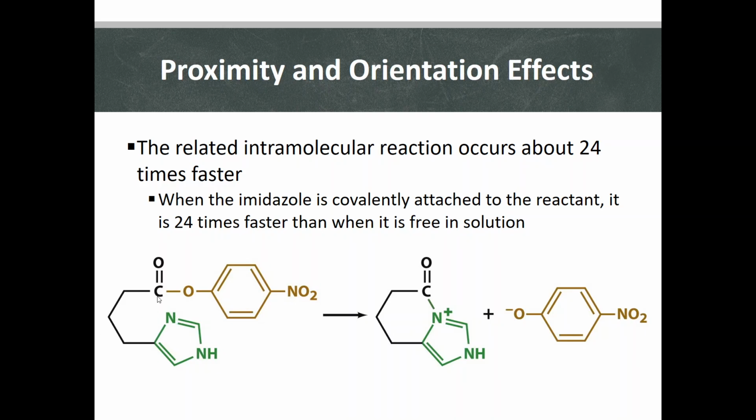But because they are tethered together, the likelihood of productive collision between the imidazole group and the ester group goes up significantly. And when the imidazole is covalently attached to the reactant as shown, you're going to see a 24-fold increase in the reaction rate. So this reaction overall, the production of your product here, occurs 24 times faster than when they are not linked.